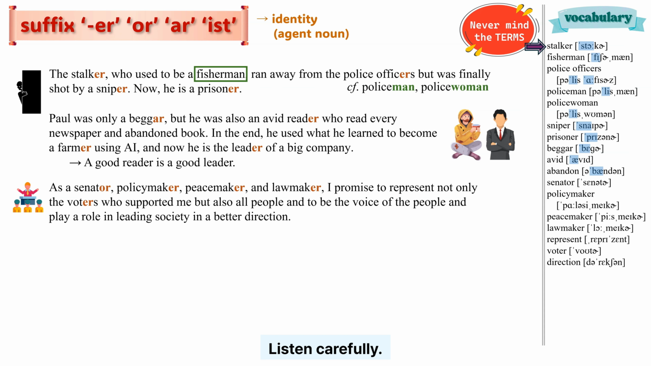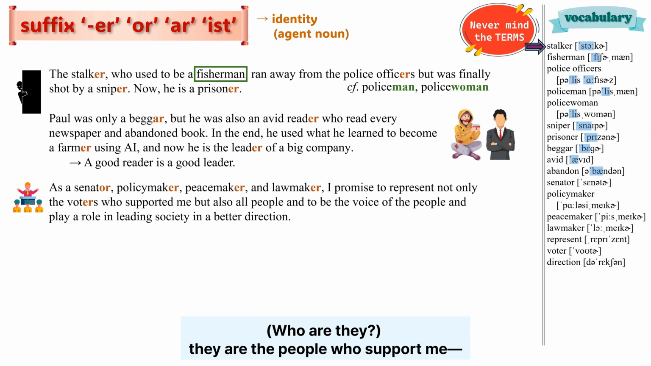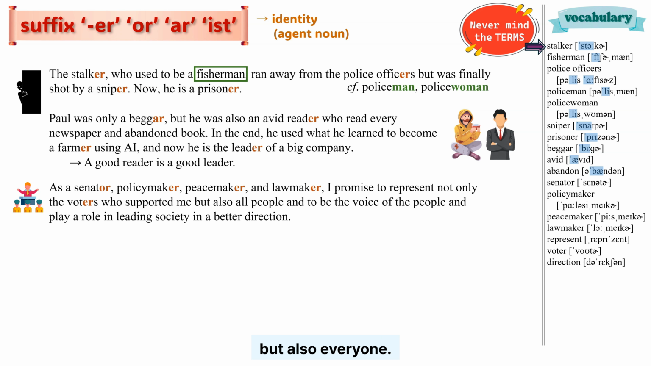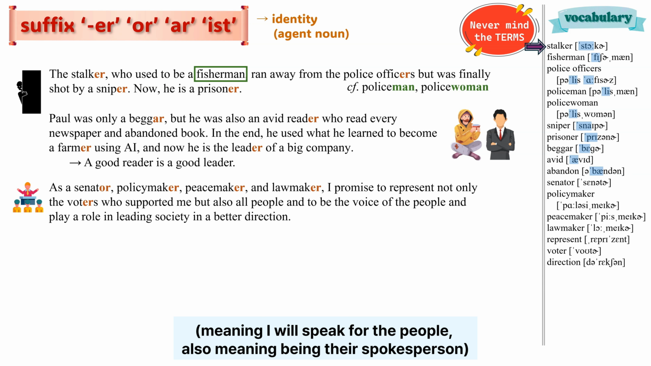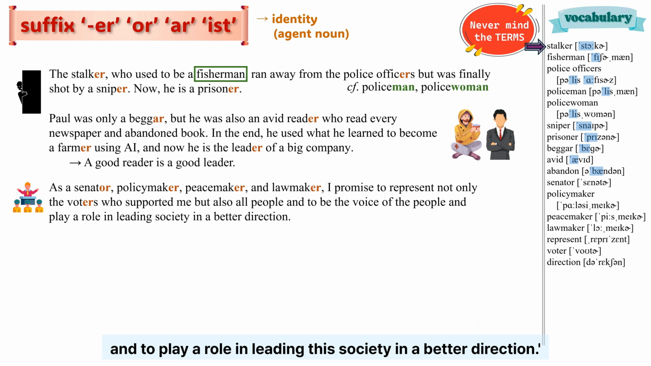Listen carefully. As a person in the government who makes laws, as a person who decides rules for the country, as a person who tries to stop fighting, as a person who writes laws, I promise to represent not only the voters. Who are they? They are the people who support me, but also everyone. I promise to be a voice for the people, meaning I will speak for the people, also meaning being their spokesperson, and to play a role in leading this society in a better direction.